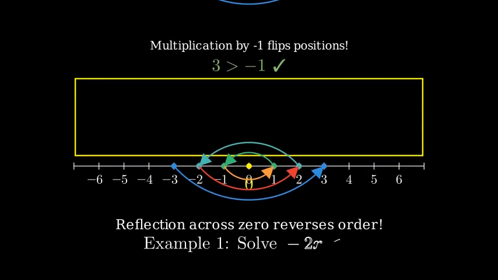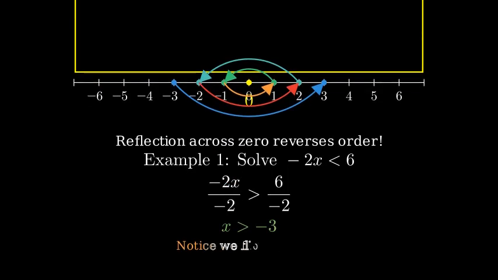Example 1. Solve the inequality -2x < 6. First, we need to isolate x by dividing both sides by -2. Since we're dividing by a negative number, we need to flip the inequality sign. So we get x > -3.